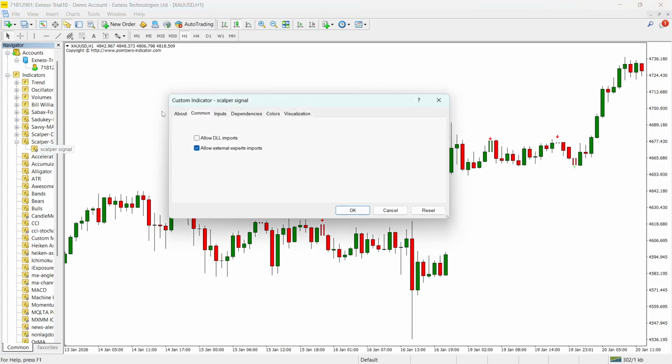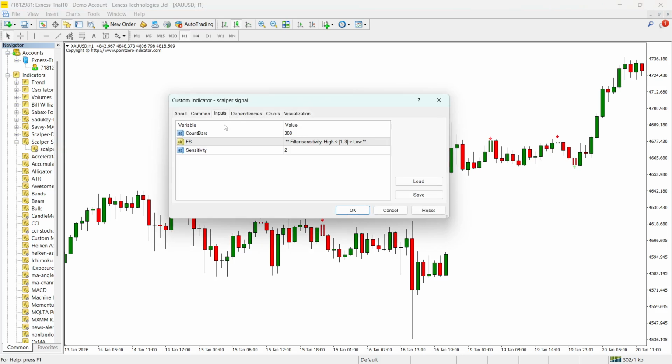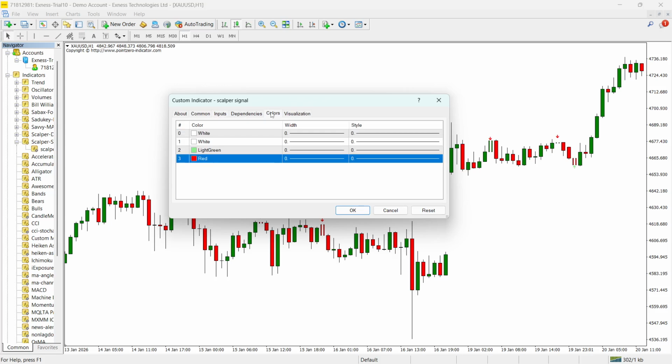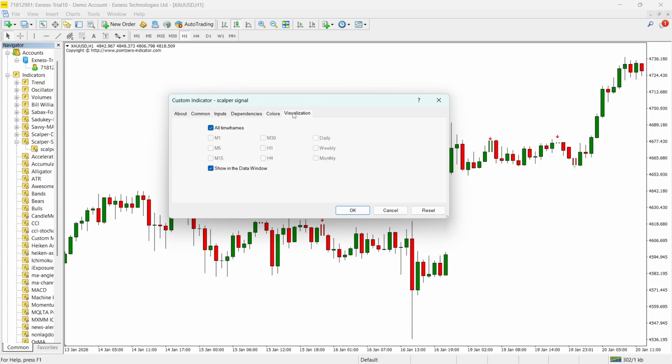And how about the settings? Let's take a look at the inputs. Alright, so the core inputs we have are the count bars, the FS, and then the sensitivity. We can also customize the colors of the arrows as well, so it fits in perfectly with your MT4 chart theme, and we can trade with it on our preferred time frames.